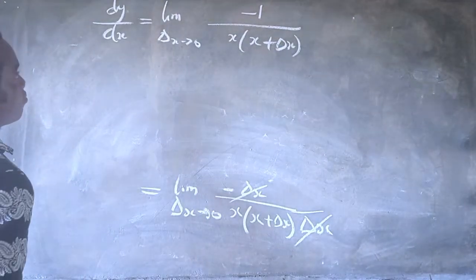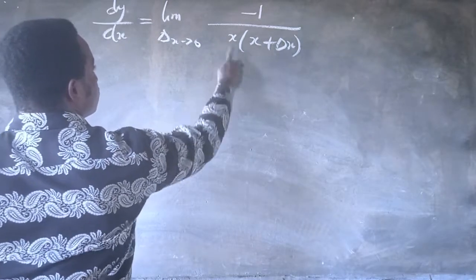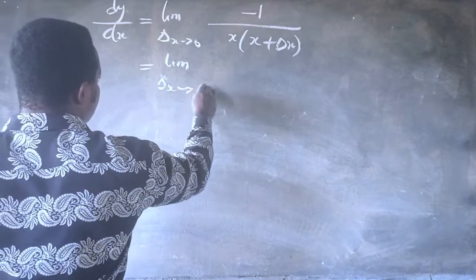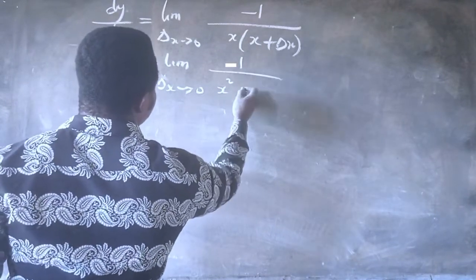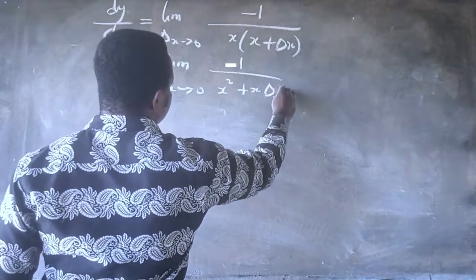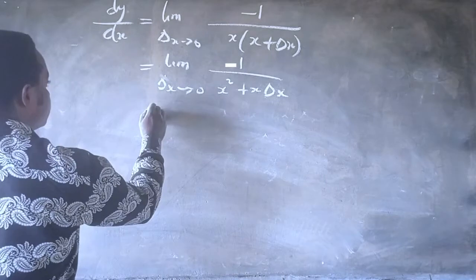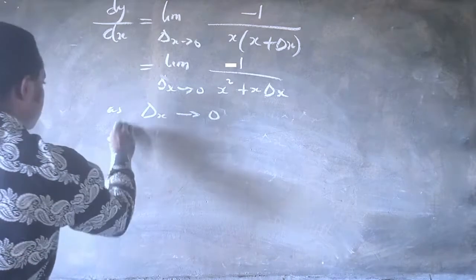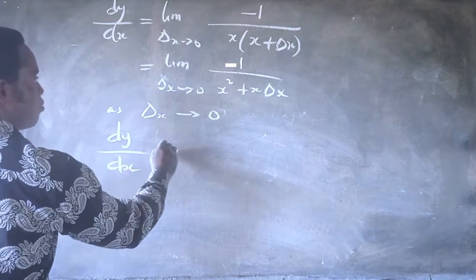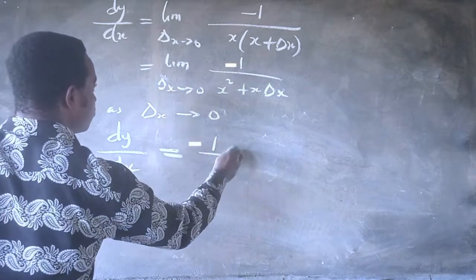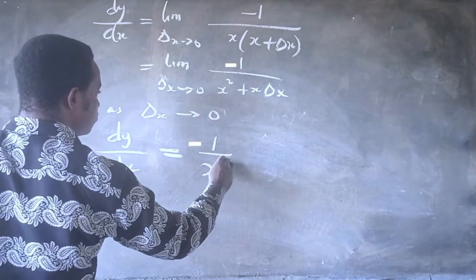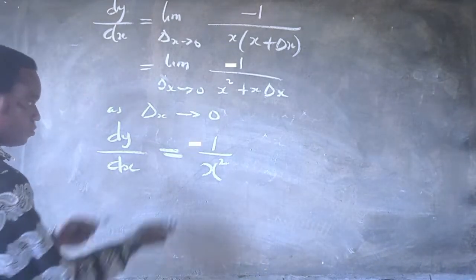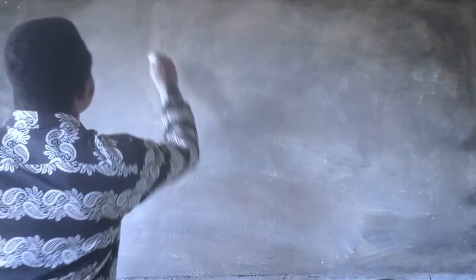So from here, as you can see, what we have to do now is open that bracket, applying the distributive law. So we have this x squared plus x delta x if we open that bracket. Now, as delta x approaches 0, look down there. So the differential of y with respect to x is going to be negative 1 all over x squared. You notice delta x will be 0 then. And again, there you have it.